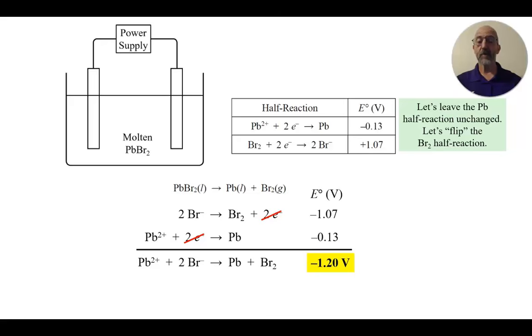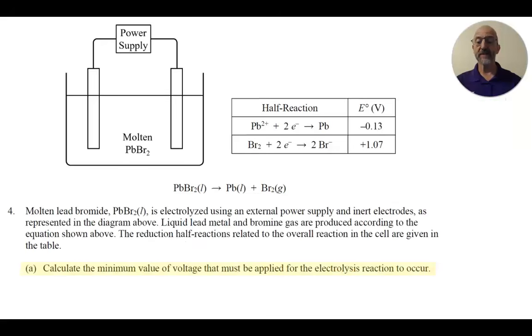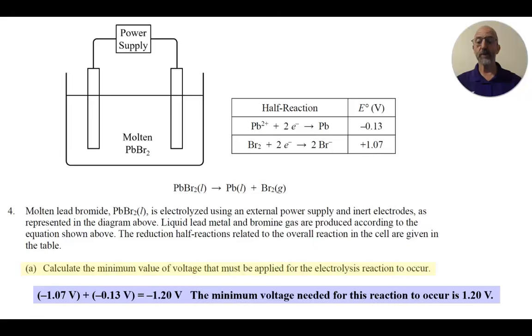So now we have answered part A of question 4 in this way. Based on the fact that the overall cell potential for this thermodynamically unfavored reaction is negative 1.20 volts, the minimum voltage that is needed for this reaction to occur is 1.20 volts. So the answer to part A is the following. Calculate the minimum value of the voltage that must be applied for the electrolysis reaction to occur, and that's negative 1.07 plus negative 0.13. That's negative 1.20 volts. So the minimum voltage needed for this reaction to occur is 1.20 volts.